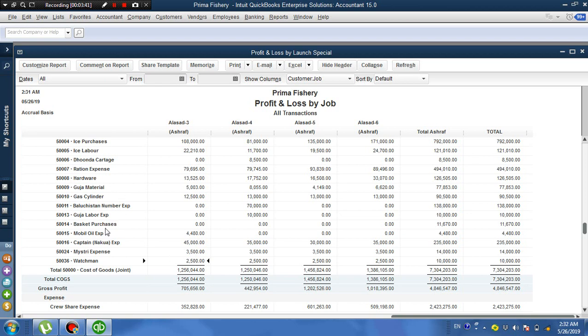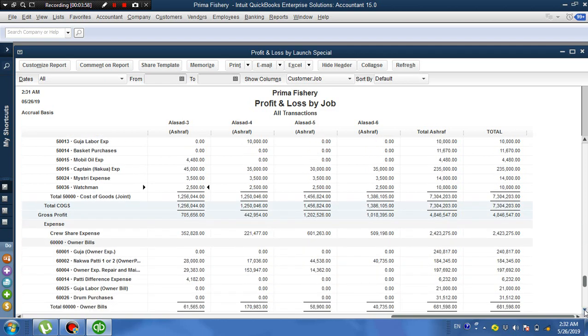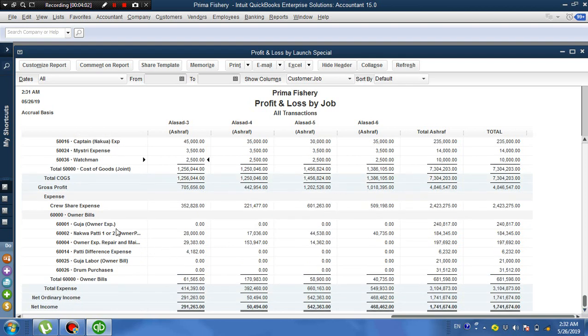These are the expenses which are mutually agreed to be charged to the P&L, and they decrease the profit of the owner and the profit of the crew equally. But there are some expenses which are agreed that, if they happen, they will be paid only by the owner. So this is why we have shown these expenses in this portion, subheaded by the name of owner bills. These are the expenses which only reduce the profit of the owner.